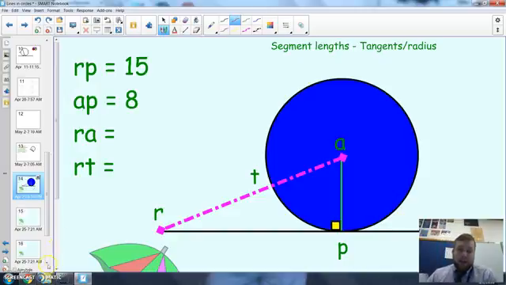All right, so we've got this RP. We know RP is 15. So I'm going to start labeling. And in your notes, you should do this too. RP is 15. It says AP is 8.